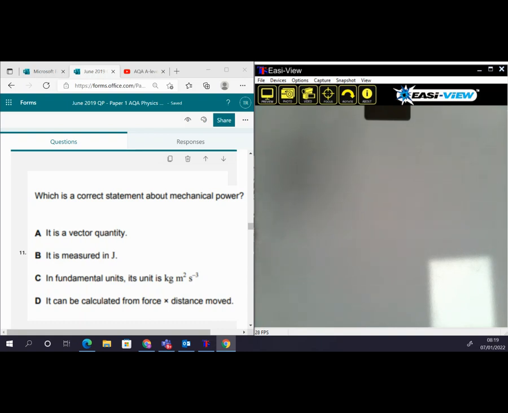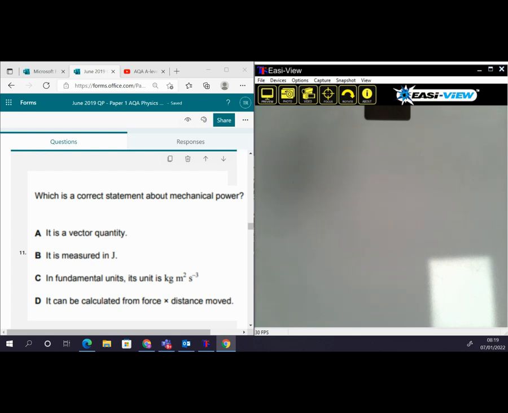This question is about units and mechanical power. So looking at the possible statements, then we've got: it is a vector quantity. Power is not a vector quantity. I don't particularly have a good way of explaining why it's not a vector quantity. It just isn't. Energy is not a vector either. So there are a number of properties that aren't vectors that you need to be aware of.